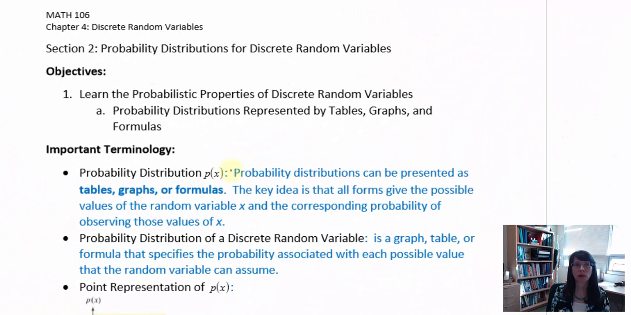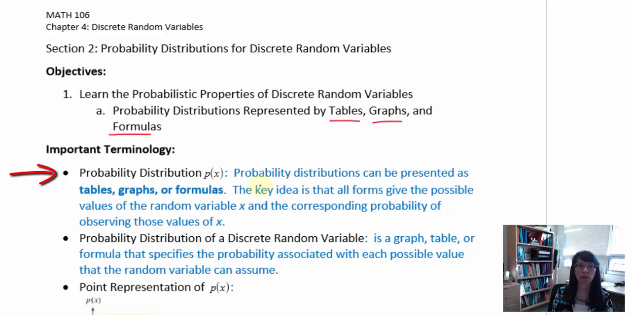In this video, I'll talk about probability distributions for discrete random variables. We will learn the probabilistic properties of discrete random variables. Probability distributions are represented by tables, graphs, and formulas. Some important terminology for this section includes the probability distribution, P of x.